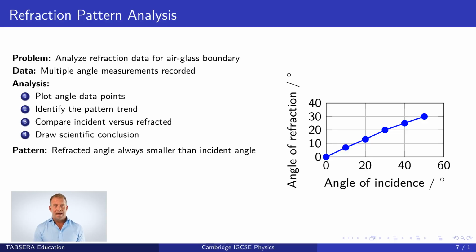Example 2 applies pattern analysis to refraction data. The problem is, analyze refraction measurements for an air glass boundary to identify patterns. The data shows paired measurements of incident and refracted angles. Now we analyze systematically. First, plot the angle data points on a graph. Second, identify the pattern trend. Notice how the points form a smooth curve. Third, compare incident versus refracted angles. The refracted angle is always smaller. Fourth, draw a scientific conclusion. Light bends toward the normal when entering a denser material. The graph shows this relationship clearly, with refracted angles consistently smaller than incident angles.